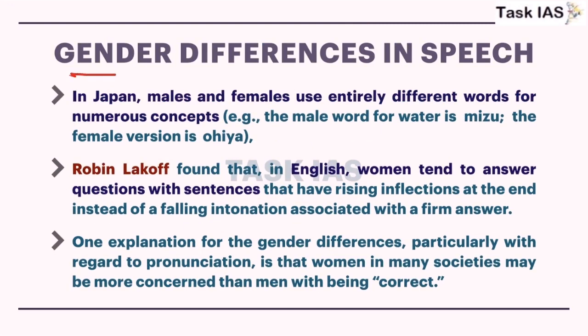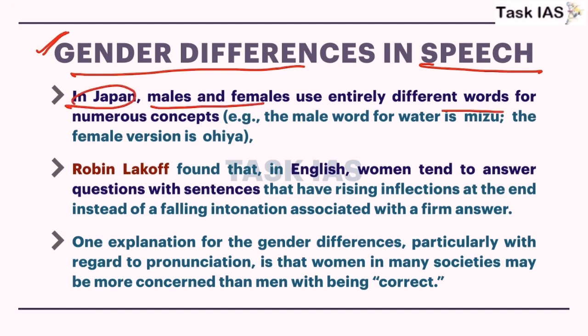Now, gender differences in speech: how gender also influences speech or language. In Japan, males and females use different words for various concepts. For example, if we consider an object that is water, the male word for water is mizu and the female version is ohiya. So see how a single object is called by different words in Japan.